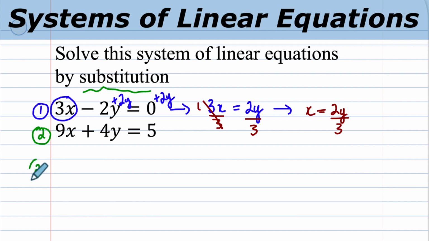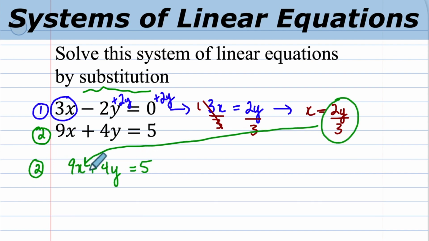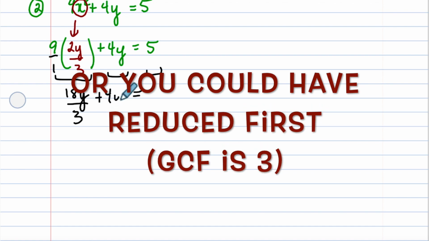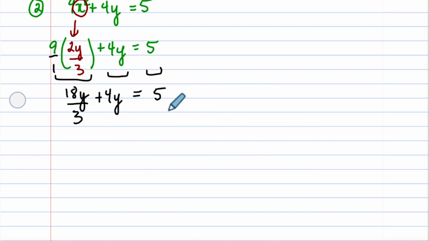Take the second equation and we'll insert the 2y over 3. We must do this part first. Multiply the numerator and we get 18y, and the denominator will be 3 plus 4y is equal to 5. We're lucky, 18 divided by 3 is 6. 6y plus 4y is equal to 5. 10y is equal to 5.